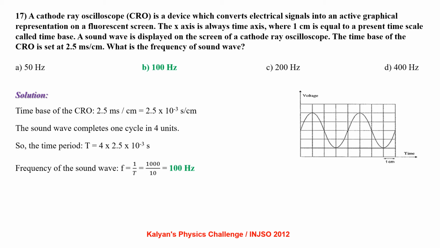Time base of the CRO is 2.5 millisecond per centimeter, that is 2.5 into 10 power minus 3 second per centimeter. The sound wave completes one cycle in 4 units. So the time period is 4 into 2.5 into 10 power minus 3 seconds. So the frequency of the sound wave is the reciprocal of the time period, which comes out to be 100 Hz.